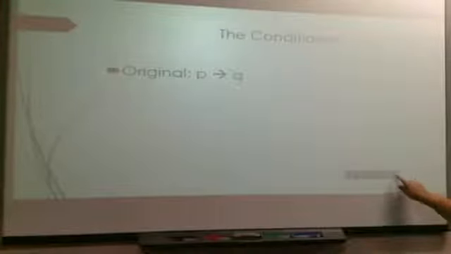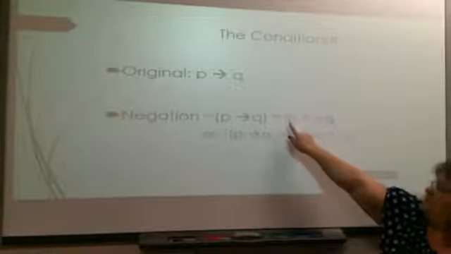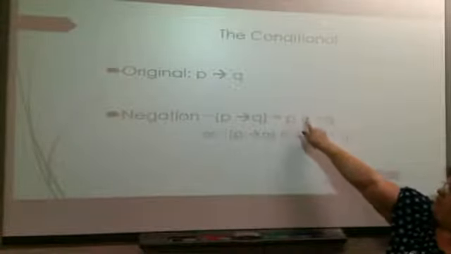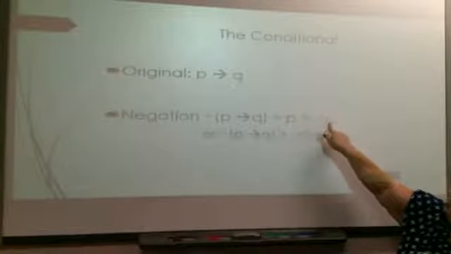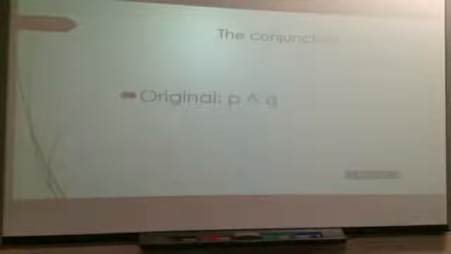So the conditional, the original statement starts off if P, then Q. So if I want to negate that, De Morgan's rules say, you're going to leave the P alone, change the if-then to an and, then negate the Q. So that's the form it's always going to take. So the if-then goes to an and: P and not Q.